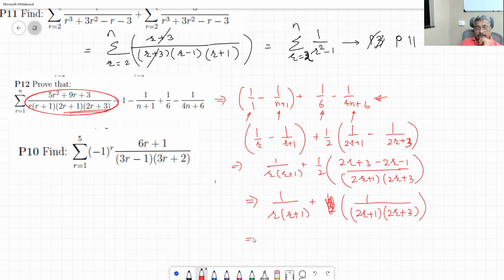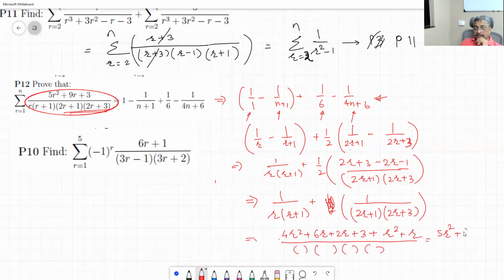Which is equal to, you cross multiply, so you get 4r square plus 6r plus 2r plus 3 plus r square plus r. Is that right? Everything in the numerator divided by 4 brackets, which is equal to 5r square plus how many r's? 9r. 9r plus 3.